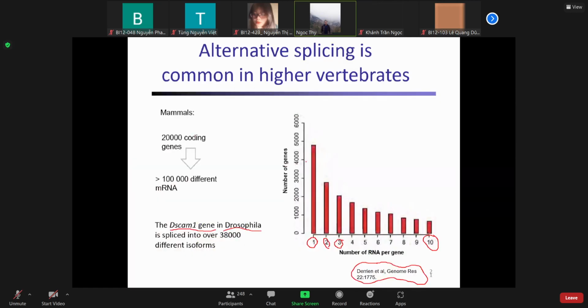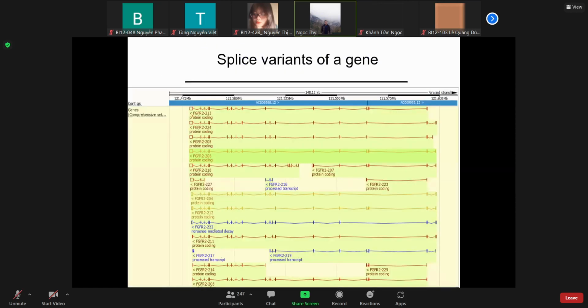So for example, in this gene, the FGFR2 gene, this gene encodes a cytokine that plays a role in embryonic development. So a carrier having a mutation in this gene can have abnormal development of the skull and the skeleton during embryonic development, and the consequence could be intellectual disability when he or she is born.